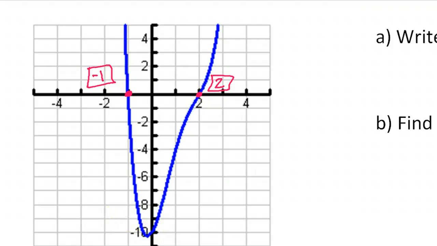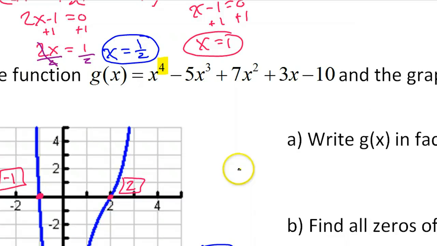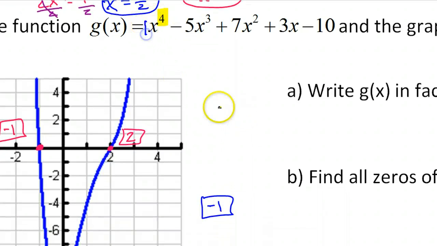So let's do some synthetic division to help us factor and find the other 2 zeros that we don't see here. They must be imaginary since, clearly, we only have 2 x-intercepts right here, so the other 2 must be imaginary. So I'm going to start with -1 and do my synthetic from there. Okay, so -1. My coefficients are 1, -5, 7, 3, and -10.